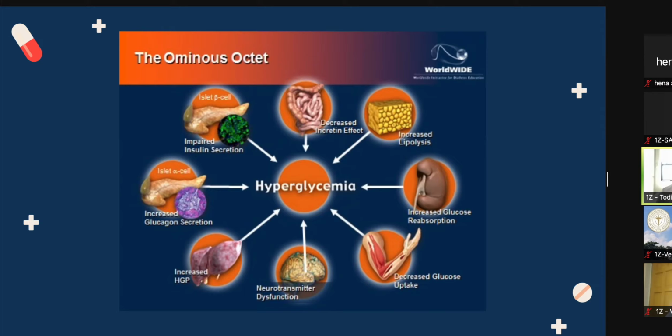So on the left naman, we can see increase yung glucagon secretion. So patients with type 2 diabetes also have increased glucagon secretion of the alpha cells. And we know that the liver is very sensitive to glucagon. So kapag nadedetect siya na increase si glucagon, mag-increase din yung production niya ng glucose. Sa kidney naman, in here, increase glucose reabsorption.